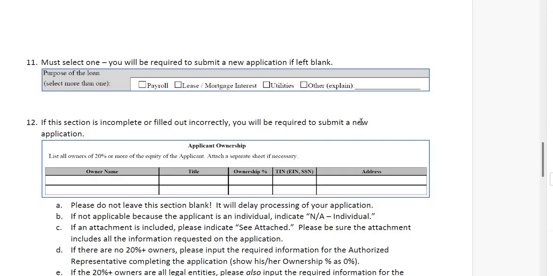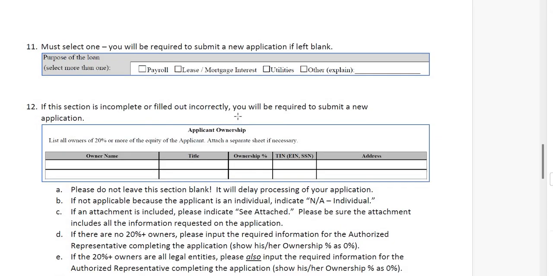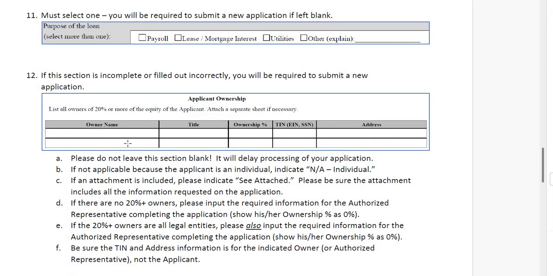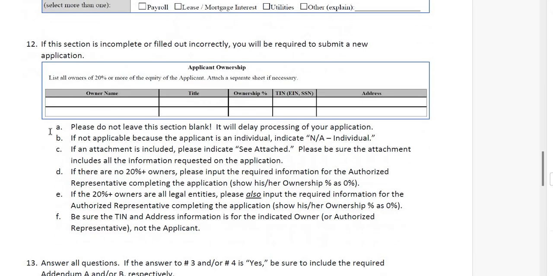if this section is incomplete or filled out incorrectly, you'll be required to submit a new application, and this refers to the applicant ownership box. Again, skipping over the number of employees box or clarifying how that is supposed to be calculated or what is to be listed in it. Here under 12A, it says, please do not leave this section blank. It will delay processing of your application.